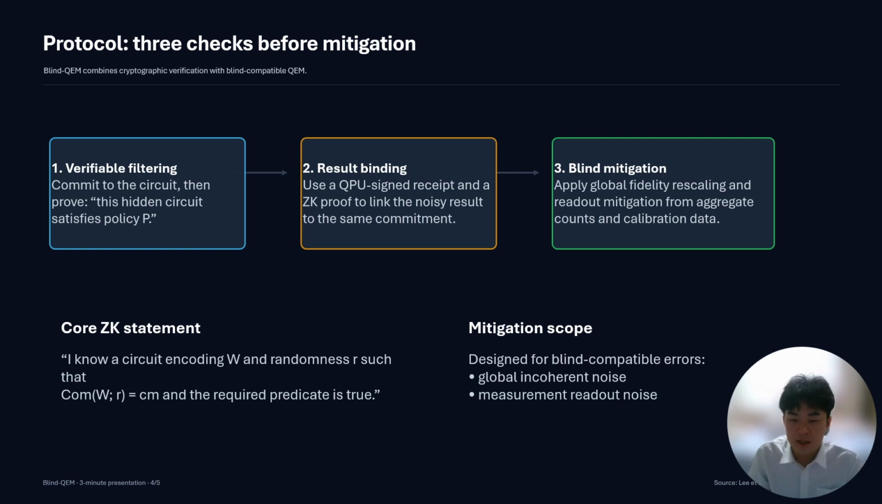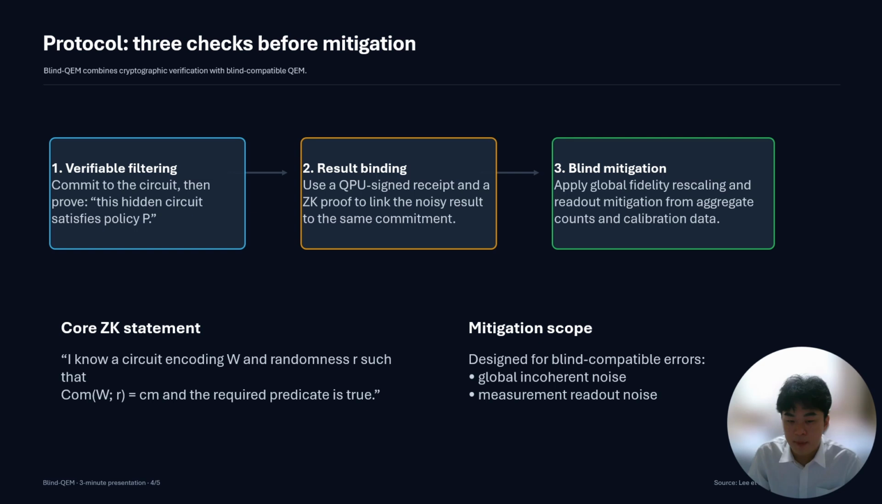Second is receipt-based result binding. The QPU signs the execution receipt, and the user proves that the disclosed resource vector was extracted from the same committed circuit. This prevents fabricated results and misreported resources.